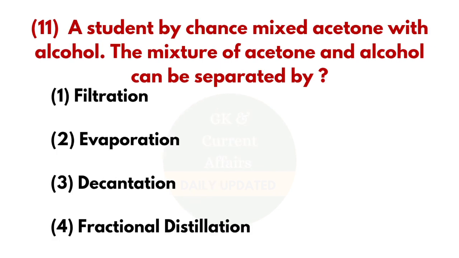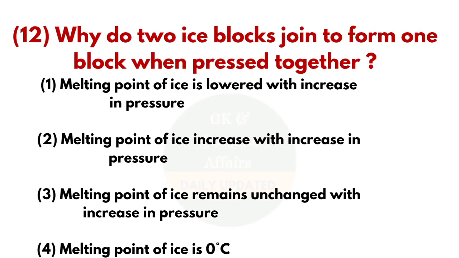11th question, a student by chance mixed acetone with alcohol. The mixture of acetone and alcohol can be separated by, and the answer is fractional distillation. 12th question, why do 2 ice blocks join to form one block when pressed together? And the answer is melting point of ice is lowered with increase in pressure.